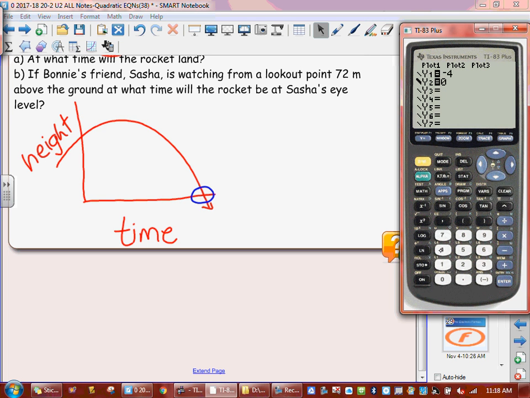And the rest of the equation has a plus 68x. Okay? So negative 4.9x squared plus 68x. All right, now we're going to hit graph.